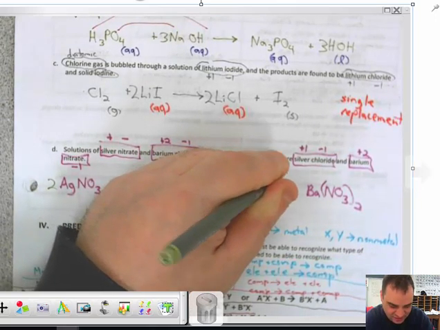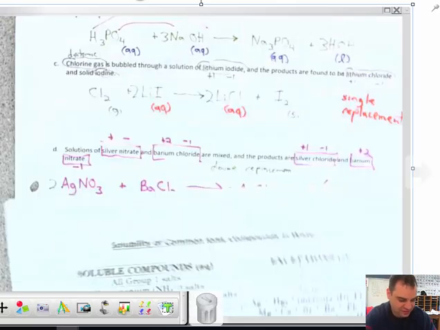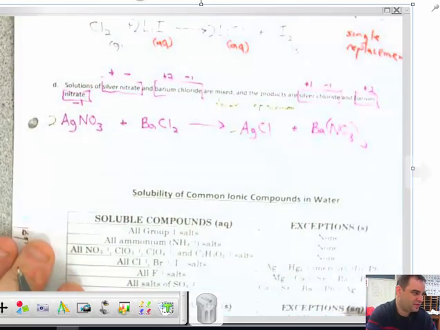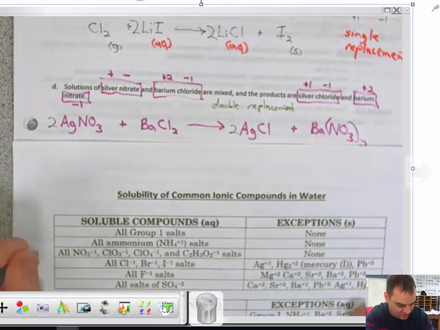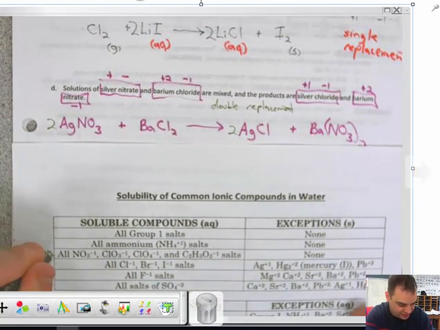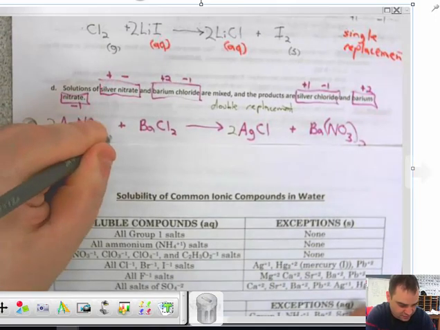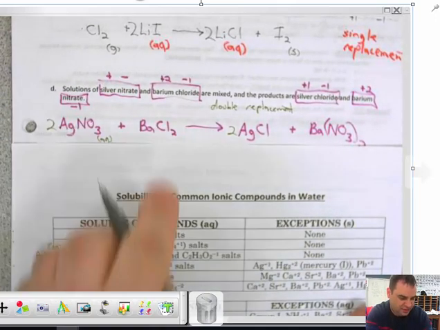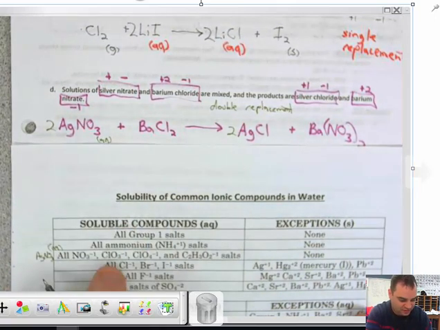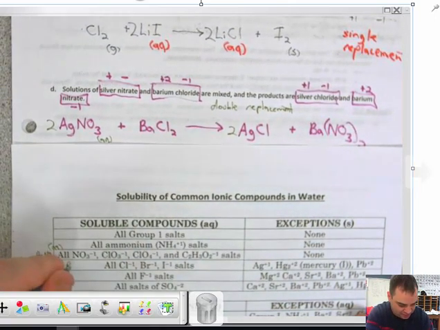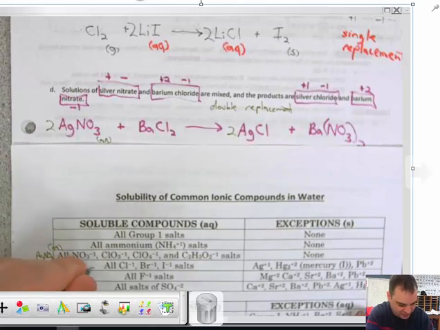So we gotta check the rules. Okay. So here I go, checking the rules. AgNO3. AgNO3 is going to end up in this square right here because that's the nitrate rule. So this is aqueous. So this is AQ. Barium chloride. Okay, it's not group 1, it's not ammonium. This is the chloride rule. Barium chloride ends up in this square right here. It is aqueous.